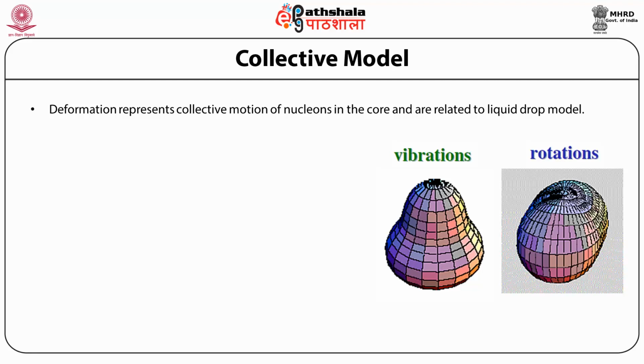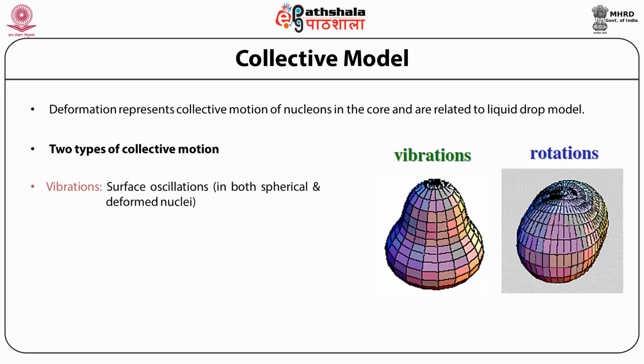So the collective model, as we have understood up to the previous slide, is the coherent motion of the valence nucleons within the core. Two types of collective motions are observed in nuclei. The two types are vibrations and rotation. That is, when the nucleons move coherently, they can produce an effect like vibration of an object or rotation of an object.